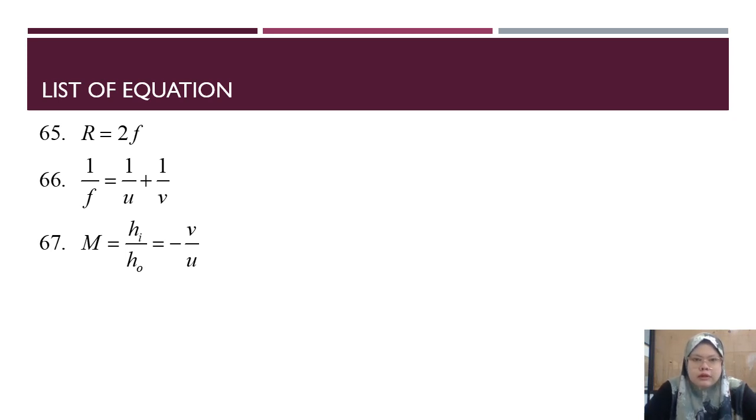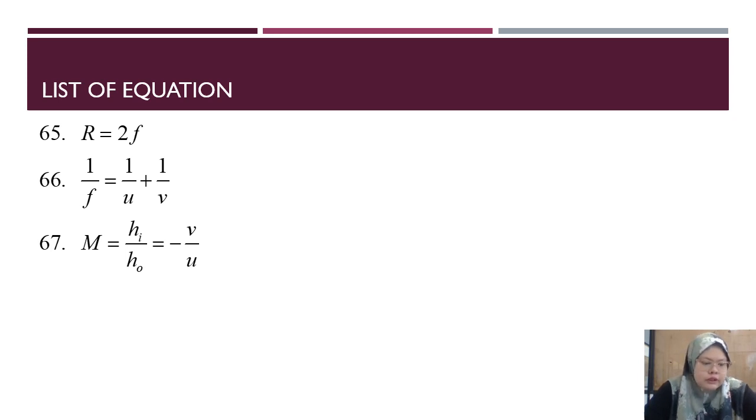So untuk the first equation, R equals to 2F, this equation only valid for mirror only. Where R is the radius of the mirror and F is the focal length of the mirror. So R ini, dia depends pada mirror lah, which is if the mirror is concave mirror, the R and F will be positive. If the mirror is a convex mirror, the R and F will be negative.